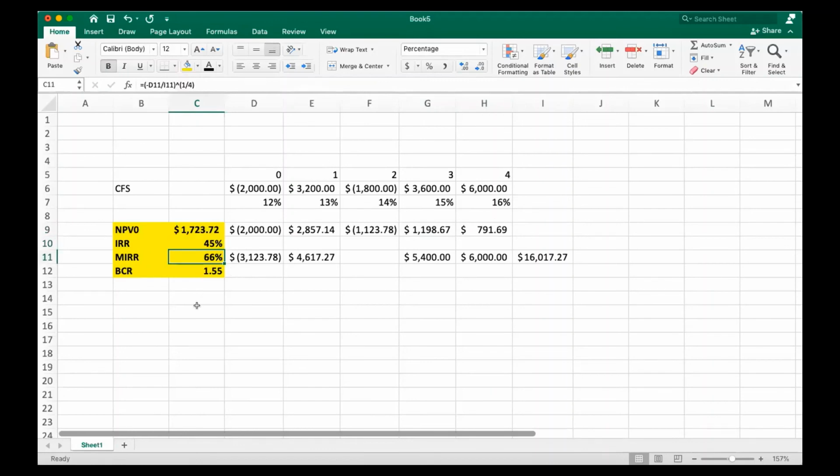For MIRR, what I did, I discounted all negative cash flows, summed them up, and compounded all positive cash flows and got the sum. And then I divided present value of discounted cash flow by compounded cash flow and raised to the power 1/4. And one more thing, can you show me your discounted values and compounded values? I want to see it.